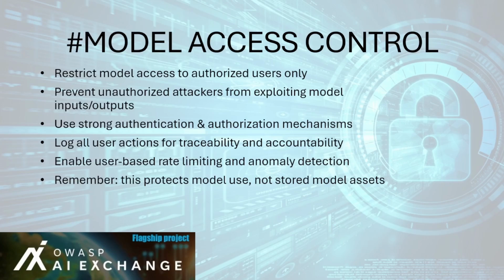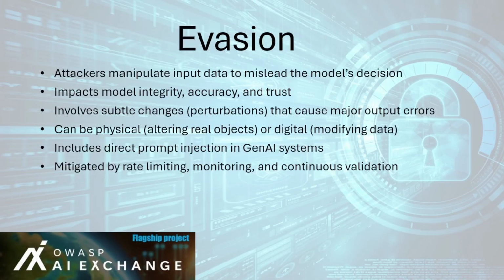A company restricts its AI fraud detection API to internal banking systems only. Each call is authenticated via API tokens and monitored for unusual access patterns. Model access control is the front gate of AI security. It's not just about restricting access, but also ensuring every interaction is attributable, auditable, and defensible.